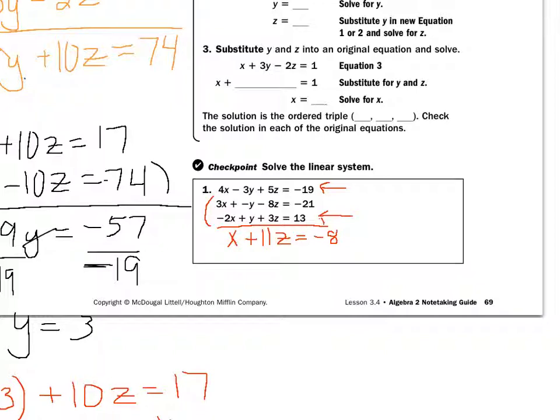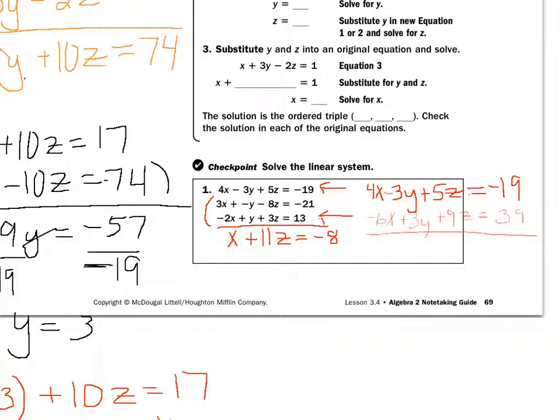So let's take those two equations now, multiply this one by 3. So rewrite that one real fast. 4x minus 3y plus 5z equals negative 19. And then multiplied by 3, there it is: negative 6x plus 3y plus 9z equals 39.